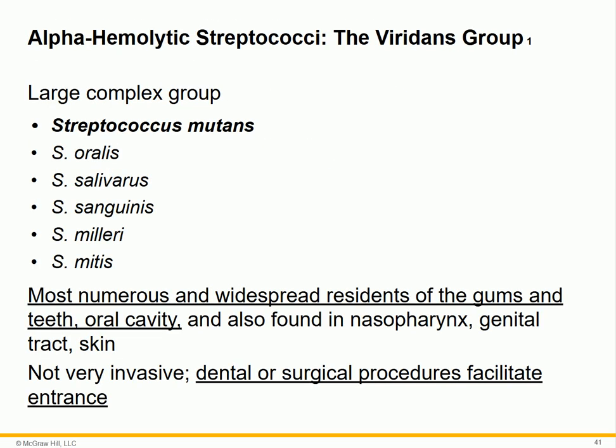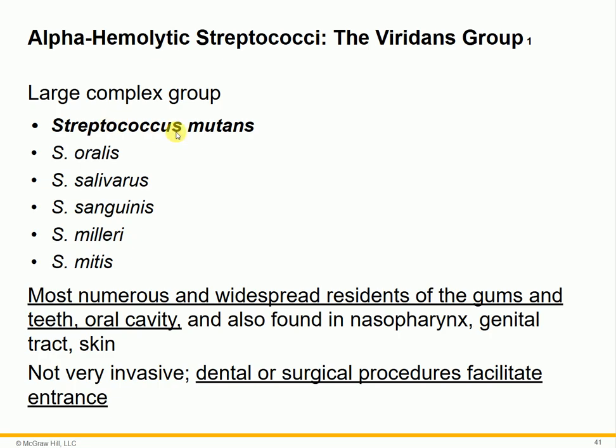Now, these are still alpha hemolytic streptococci. They're known as the viridans group. Viridans means green. Okay, so when these hemolyze red blood cells, they cause incomplete hemolysis, and that's why we see the color green. These are all examples of them.